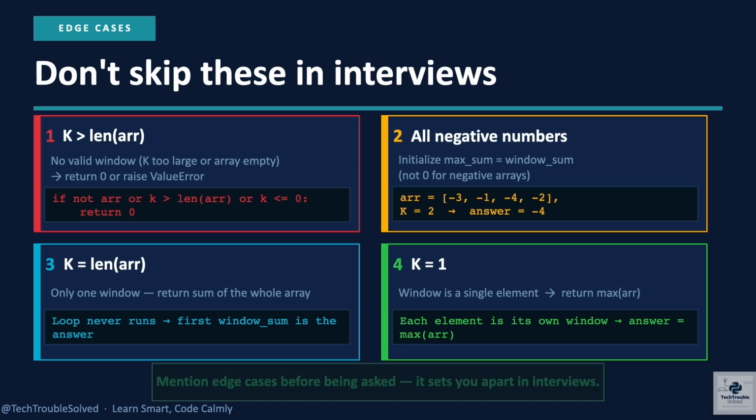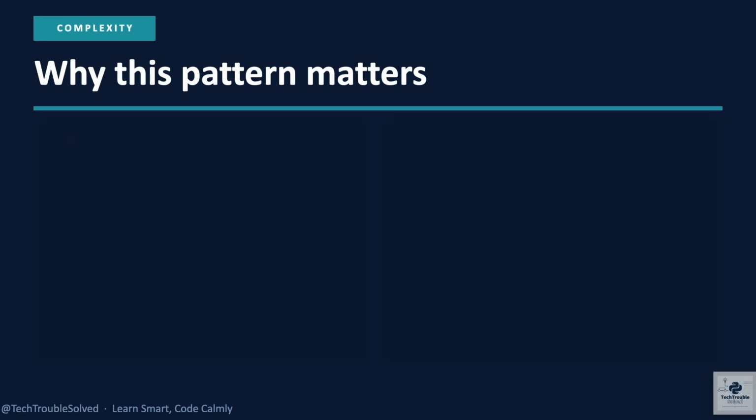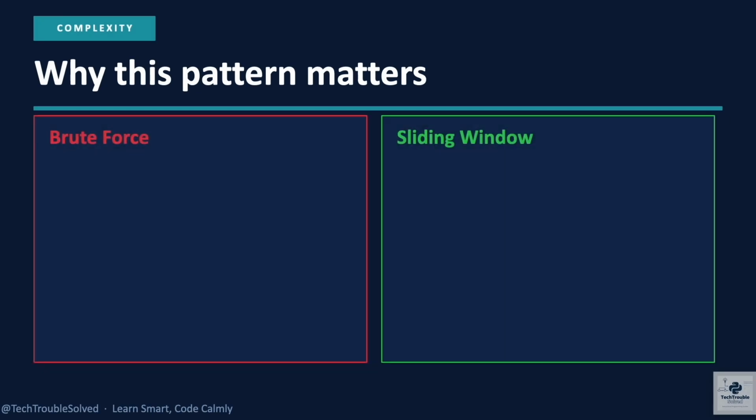State these 4 cases out loud in your interview. It tells the interviewer you think beyond the happy path. Let's make sure you can explain the complexity clearly because interviewers will ask. Brute force is O of n times k time. For every one of the n starting positions, the inner loop does k work. Those multiply together. Sliding window is O of n time.